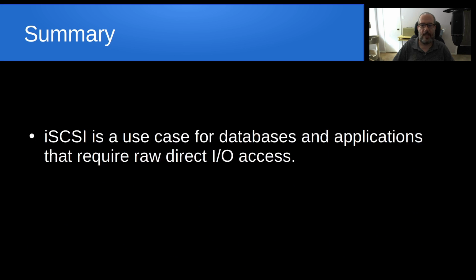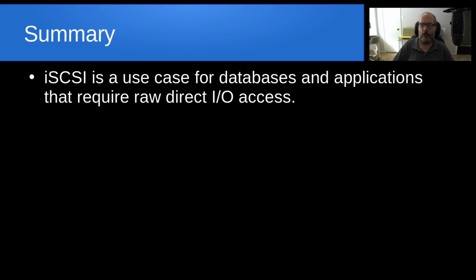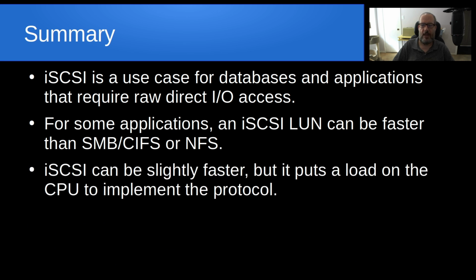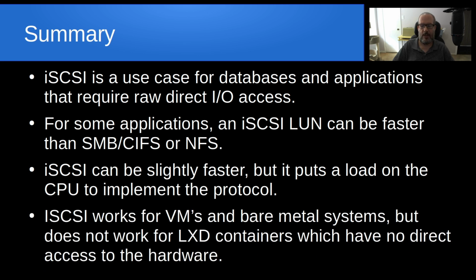So in summary, iSCSI is a use case for databases and applications that require raw direct I/O access. And for some applications, an iSCSI LUN can be faster than accessing a network file service such as CIFS or NFS. An iSCSI can be slightly faster, but it puts a load on the CPU in order to implement the protocol.